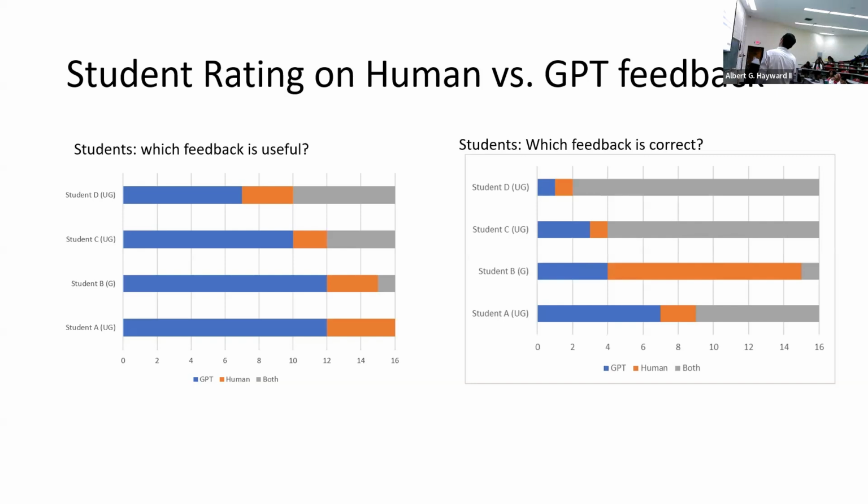And then we asked them which feedback is correct. A lot of them say both are correct. One student seems to be rather picky on GPT feedback. He said human is correct. By the way, this student is actually the same student as this one. So she thinks the human is correct, but GPT is more useful. The AI is more useful.